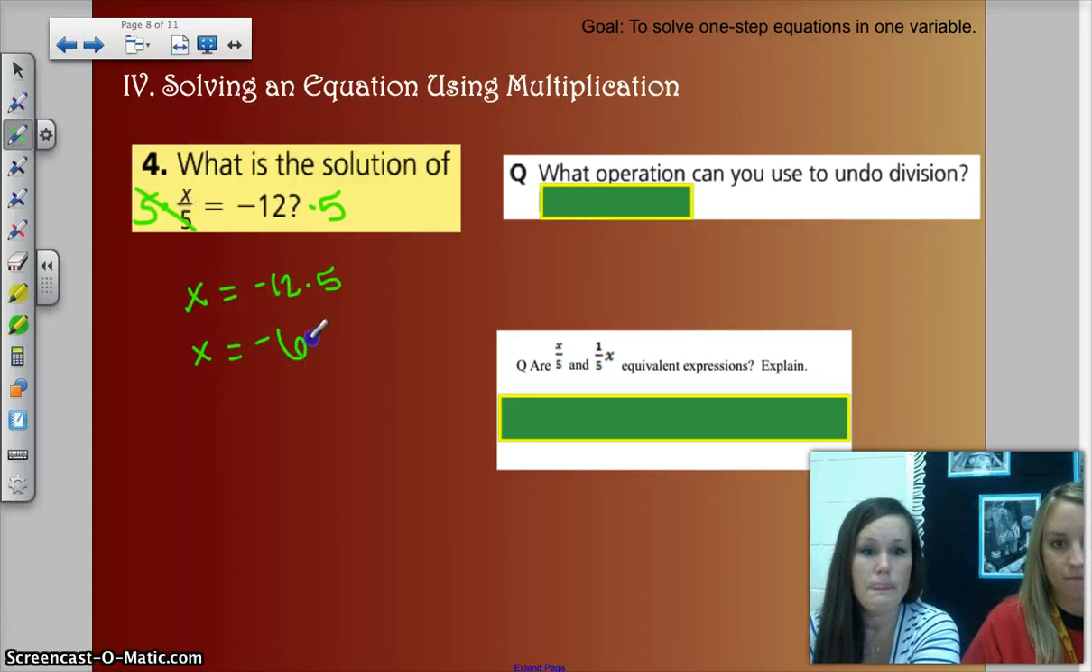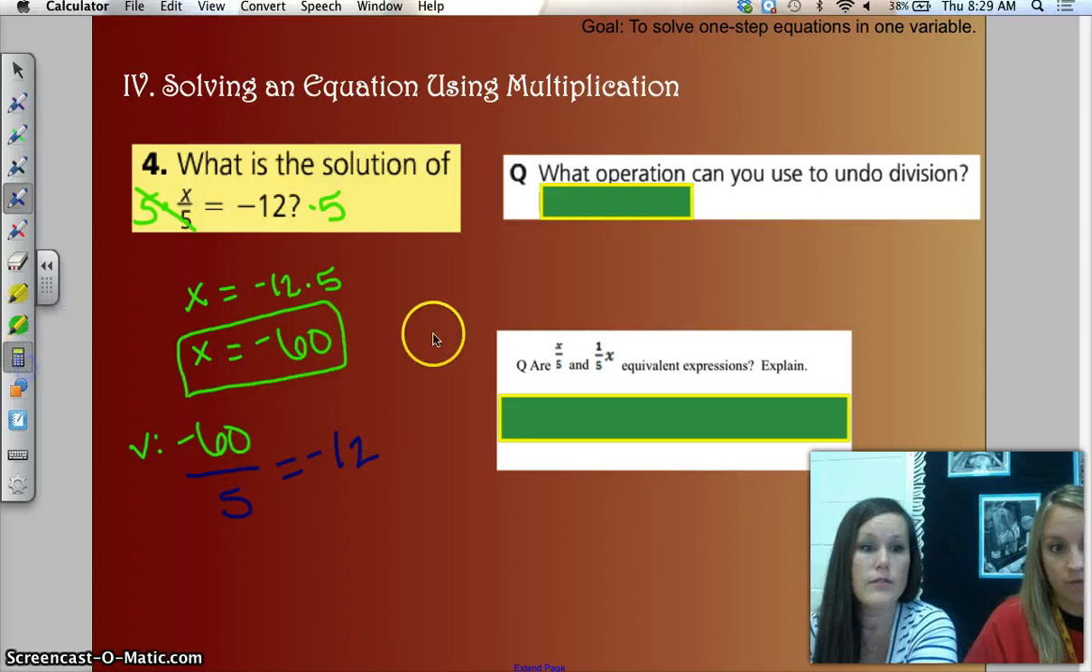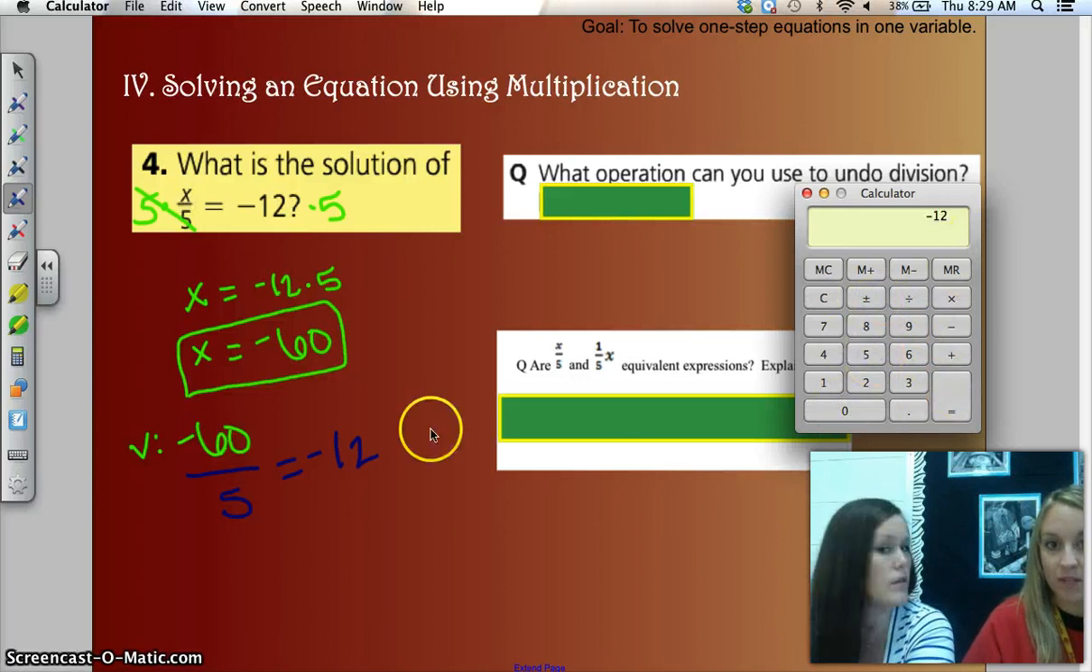Negative 60? Yep. Good. x equals -60. Again, as a reminder, you can check this at any time. You just plug in -60 over your other stuff, equals -12. And when I do, -60 divided by 5, negative 12. We did it right now.